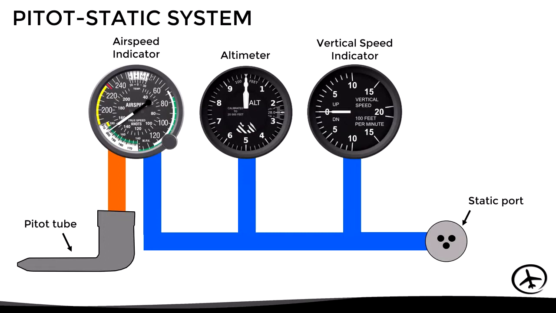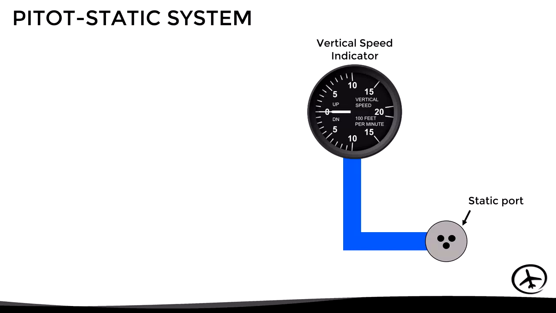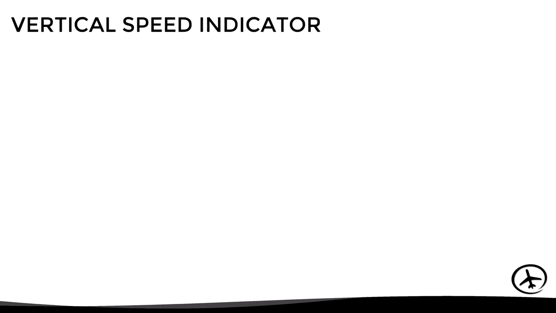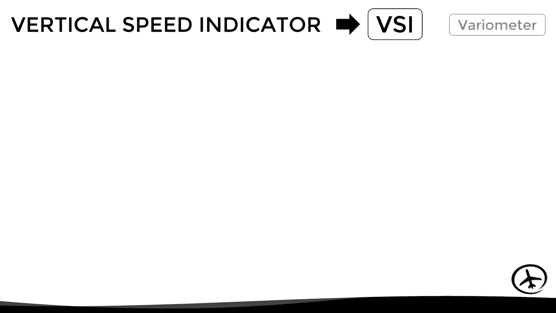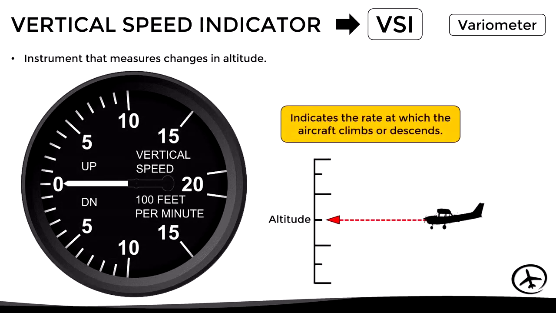As we can see, the vertical speed indicator is connected only to the static port, which means that it receives static pressure information only. Now, the vertical speed indicator is abbreviated as VSI, and sometimes it is referred to as the variometer. This is an instrument that measures changes in altitude. In other words, it indicates the rate at which the aircraft climbs or descends.